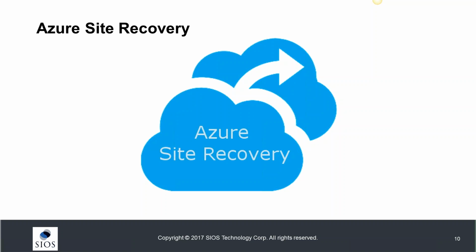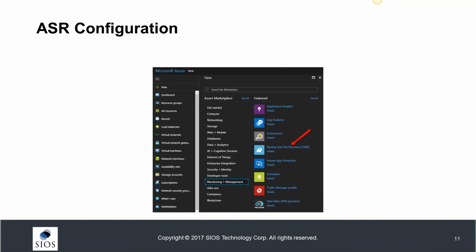And I'll show you that in a moment. But it's really pretty slick. I've gone through the process of implementing it. It's not difficult. It's not expensive. I think it's, if I recall correctly, $25 a month per instance you want to protect. And it's really pretty slick. I'm going to walk you through what it looks like to configure.